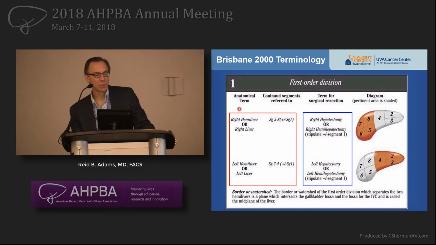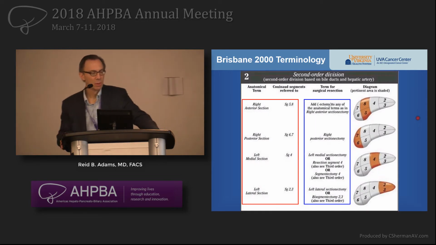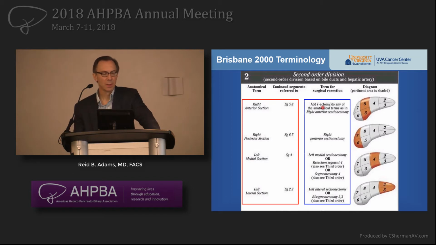Here's the terminology here for those of you that use Couinaud segment terminology. That's segments 5 through 8. Left hemiliver, segments 2 through 4. And then you can see that when you do an operation, this is a right hepatectomy or right hemihepatectomy, left hepatectomy or left hemihepatectomy. If you then look at the second order divisions, we're now looking at sections.